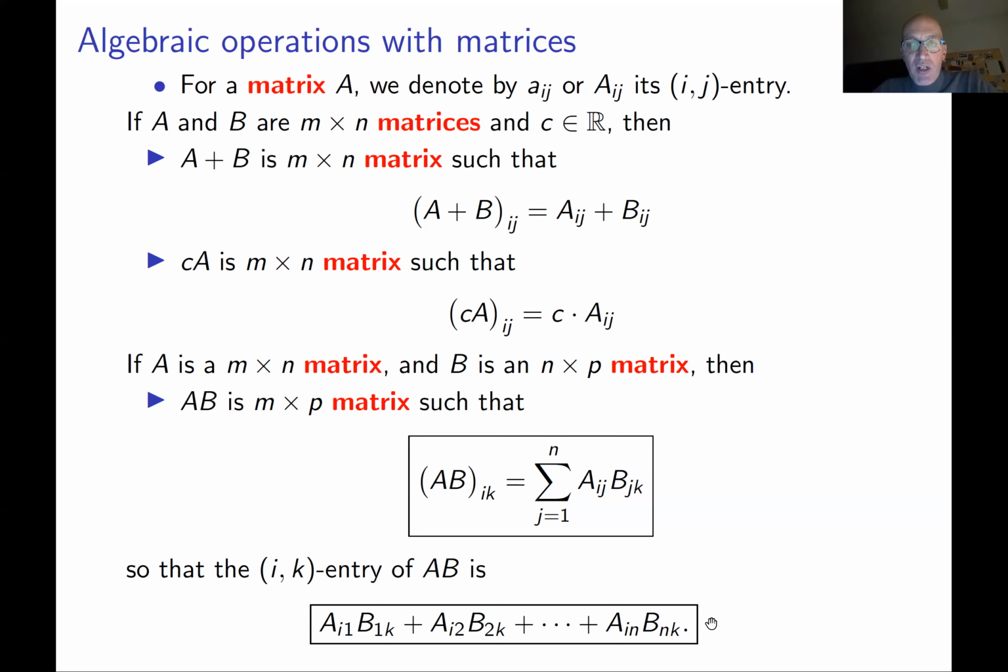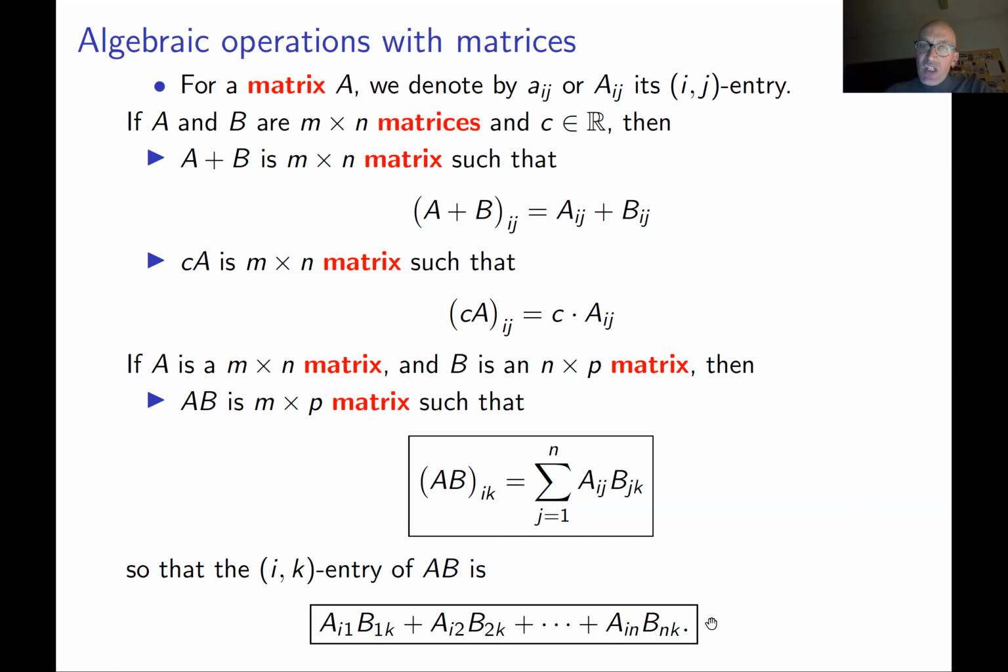So I strongly suggest you take a few matrices of small size, like 2 times 3, 3 times 5, and multiply them and see what's going on. This is actually a good experience, and this experience is going to help you get used to matrices.